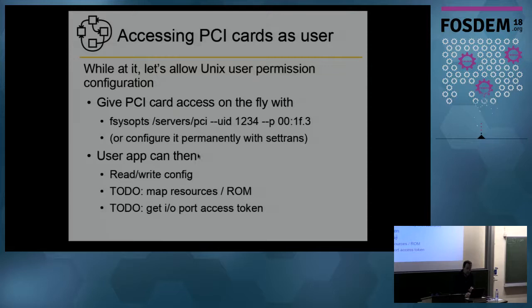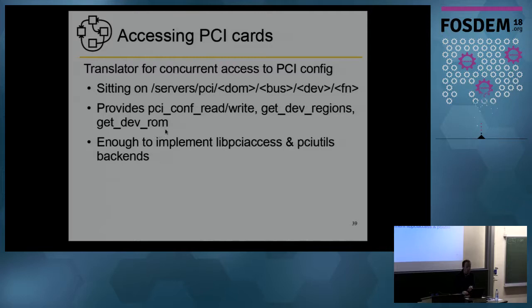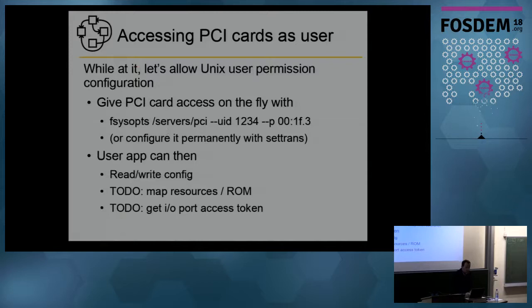One thing which I mentioned: get dev regions, get dev RAM, for now these only provide the address, and then you have to open /dev/mem to access the actual memory, and you have to be root for this, for now. One thing we would like to do is to add operations here so that the user will just mmap the device there to get the actual resources, the memory of the PCI card, things like this.